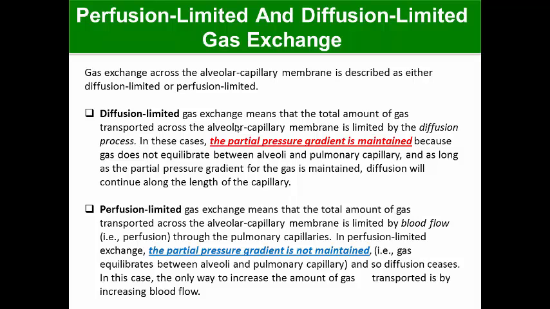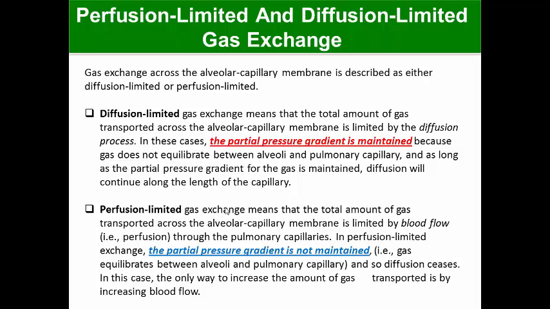The second type of diffusion of gases across the alveolar capillary membrane is what we call perfusion limited gas exchange. Perfusion means the blood flow across the pulmonary capillaries. Perfusion limited gas exchange means that the total amount of the gas which is transported across the alveolar capillary membrane is limited by perfusion, by the blood flow through the pulmonary capillaries.